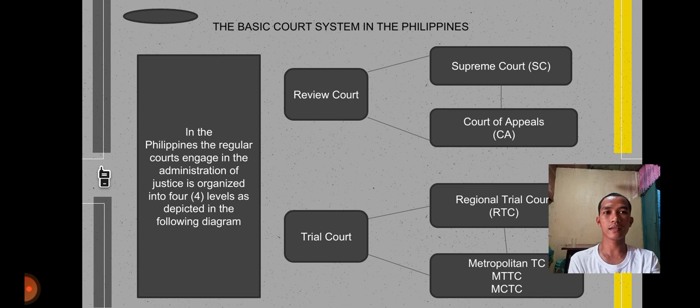So we have the basic court system in the Philippines. In the Philippines, the regular courts engaged in the administration of justice are organized into four levels, as depicted in the following diagram. We have the review courts. Under the review courts, we have the Supreme Court, or the SC, and the Court of Appeals, or the CA. And in the trial courts, we have the regional trial courts, or RTC, and the Metropolitan Trial Courts, MeTC, MTC, and MCTC.